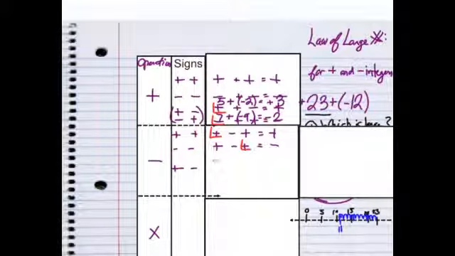Same holds true for negative numbers. Negative minus a negative depends on which number is larger. If the first number is larger and I'm minusing a negative number, my answer is going to be negative. However, if my second number is larger, my answer is going to be positive.